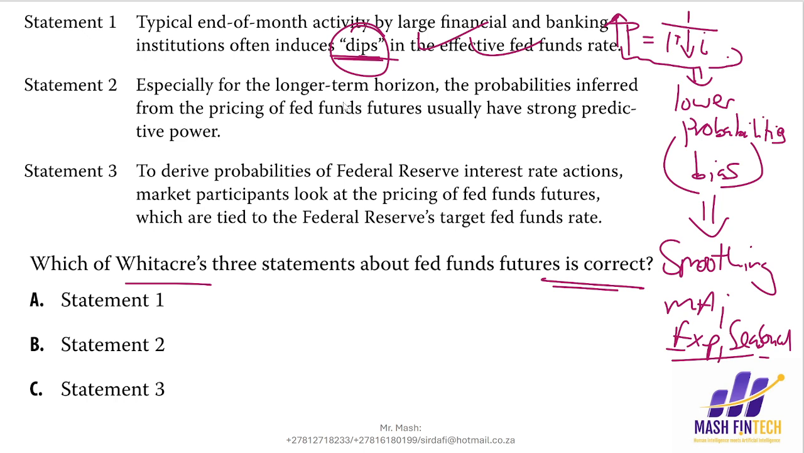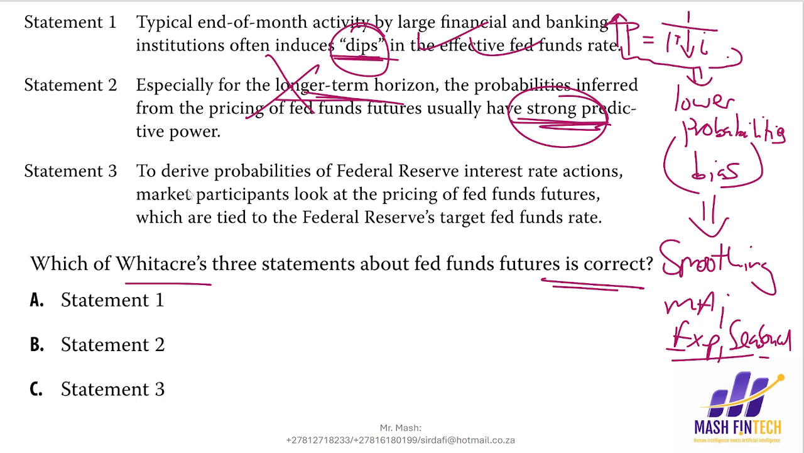Statement two: especially for longer term horizons, the probabilities inferred by the pricing of Fed futures usually have strong predictive power. Never. In the long run, you can't bet your farm on this. So in the short term, yes, they may have strong prediction power, but there's a lot of uncertainty in the long term. So this is out.